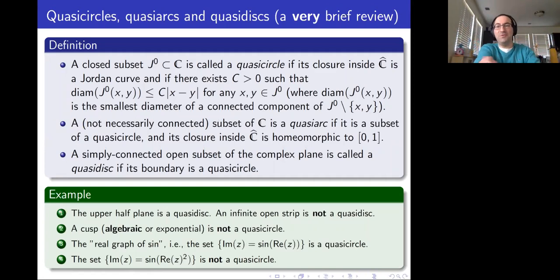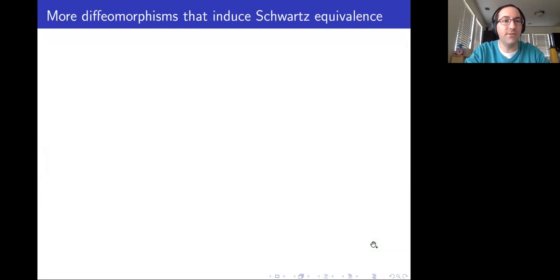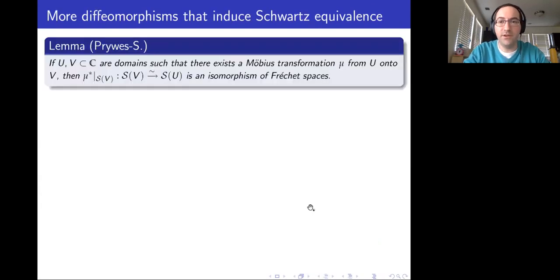You can do many things with this quasi-conformal geometry. These are just some examples, but you can think about the Koch snowflake. Let me show you some other examples also in the quasi-conformal world. I want to show you them not because they are important in this talk, but their proofs are important in this talk. And this is related to what you asked before. So let me show some things: more diffeomorphisms that induce Schwartz equivalence.